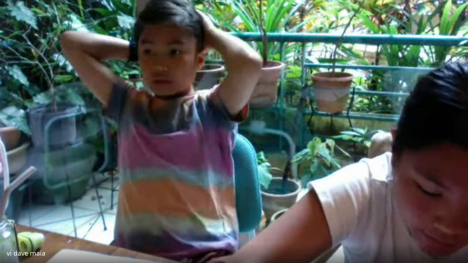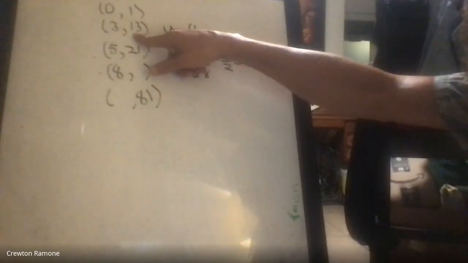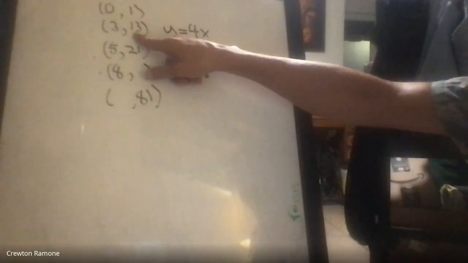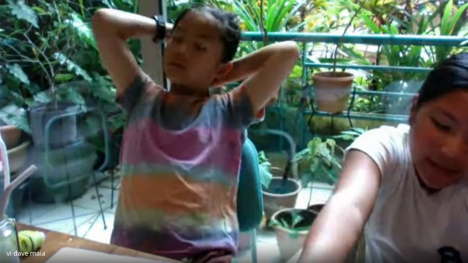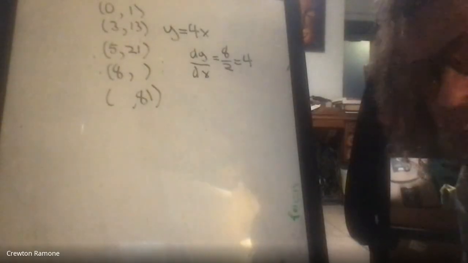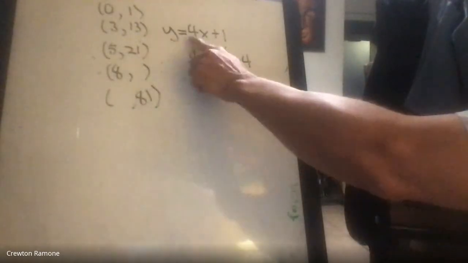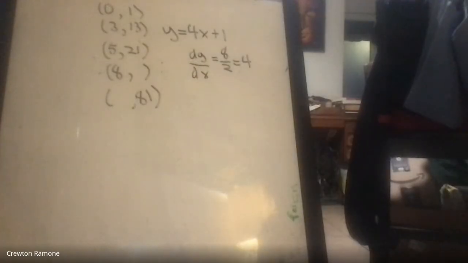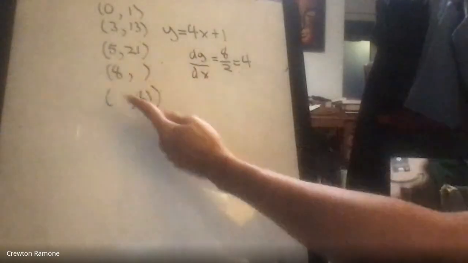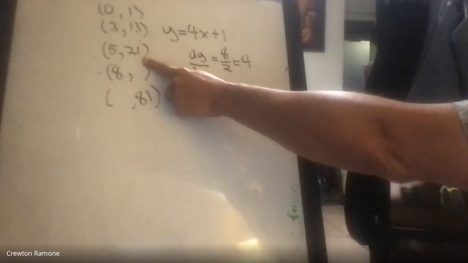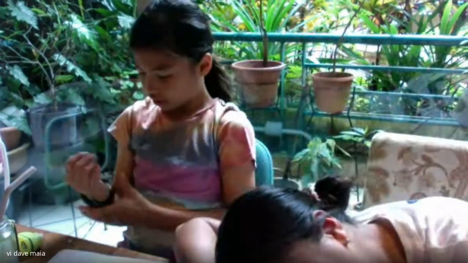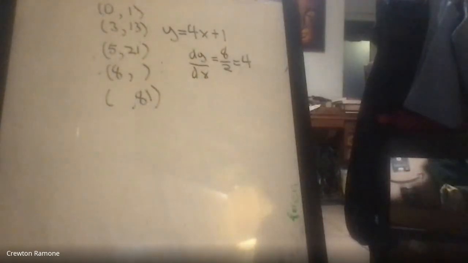Okay, what do I have to add? How much more from 12 do I have to add to get to 13? 1. Well, then if I take 5 times 4, what do I get? 20. Okay, so if it's 20, but it says 21, how much do I have to add? 1. There you go. All right, so after 8 hours, how many ice cream cakes did they make?